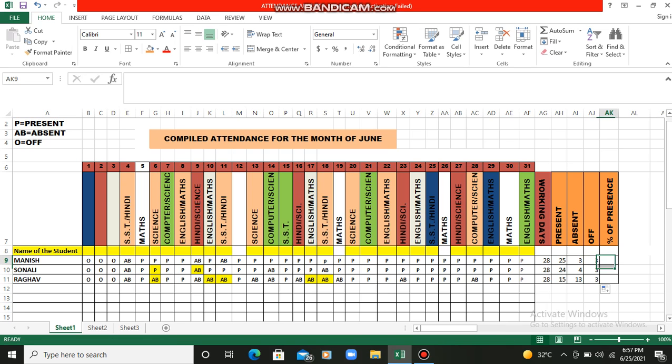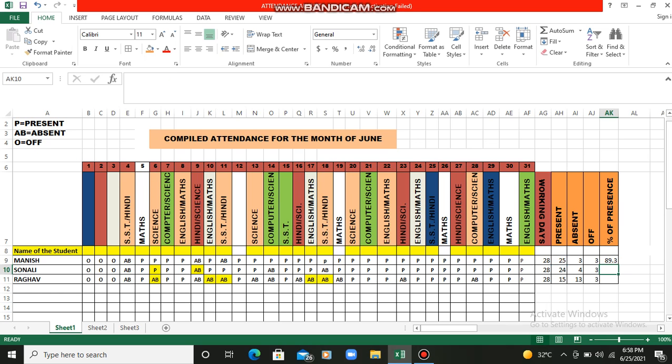Now the percentage of presence. We want to find out the percentage of presence of each individual student in the month of June. We use the equal to sign before a formula when we type. So we use equal to, and then the total present was 25. The address of 25 is AH9, the address for the first student we are talking about. Multiply by 100, divided by the total number of working days, which was 28. So 28, pressing enter.